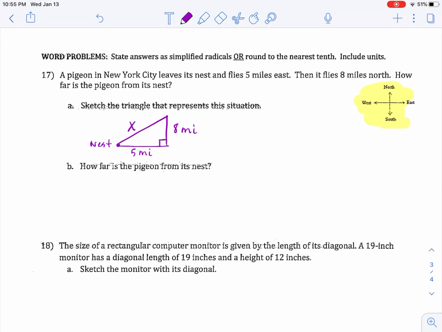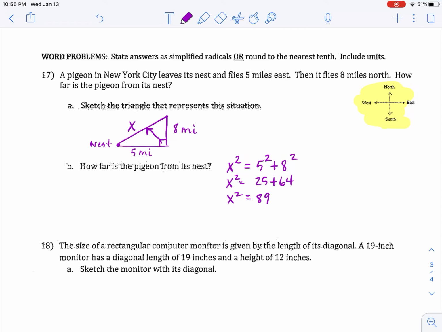And so part B, all you actually have to do is solve that. If I start with my x, that's how I like to start my equations, is with my variable. I know it's the hypotenuse, right? Again, it's across from that right angle. It will be all alone, so I'll write my equal sign, and then I'll take my 2 legs and add them up. And we end up getting x squared equals 25 plus 64. We get x squared equals 89.